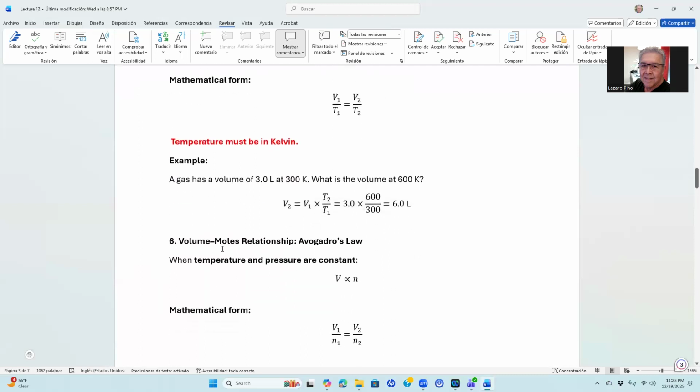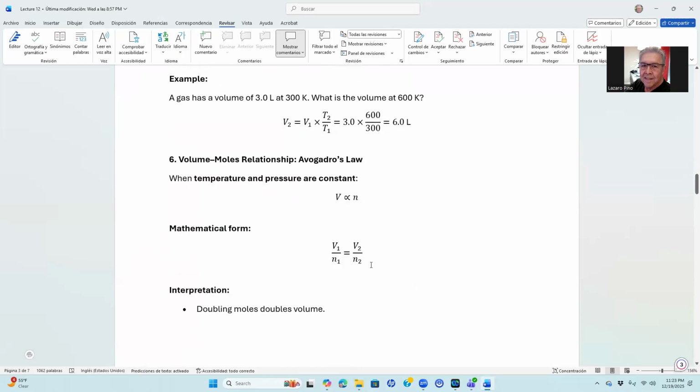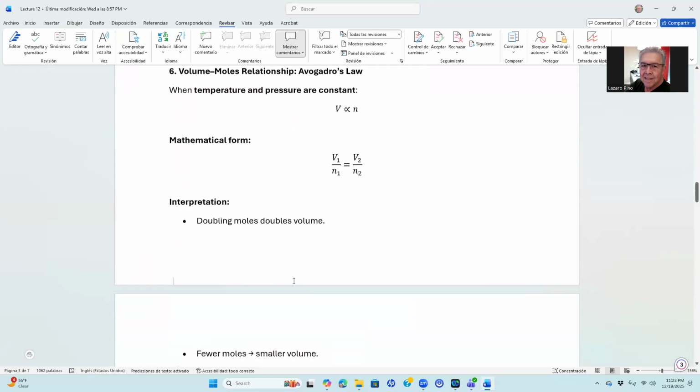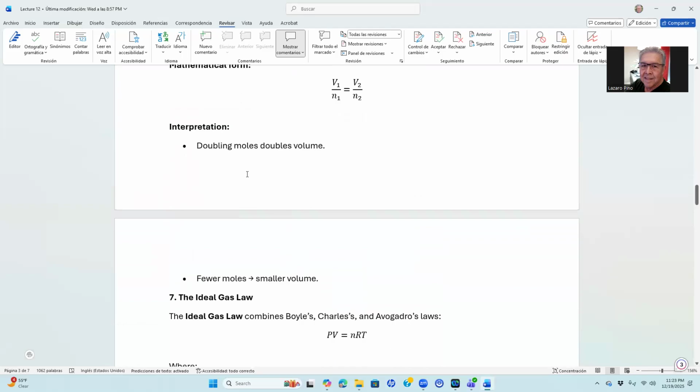Now, the volume-moles relationship. This is Avogadro's law. The volume is directly proportional to the number of moles, represented by n, and this is the mathematical expression. So, if you double the number of moles, what happens to the volume? It also doubles.